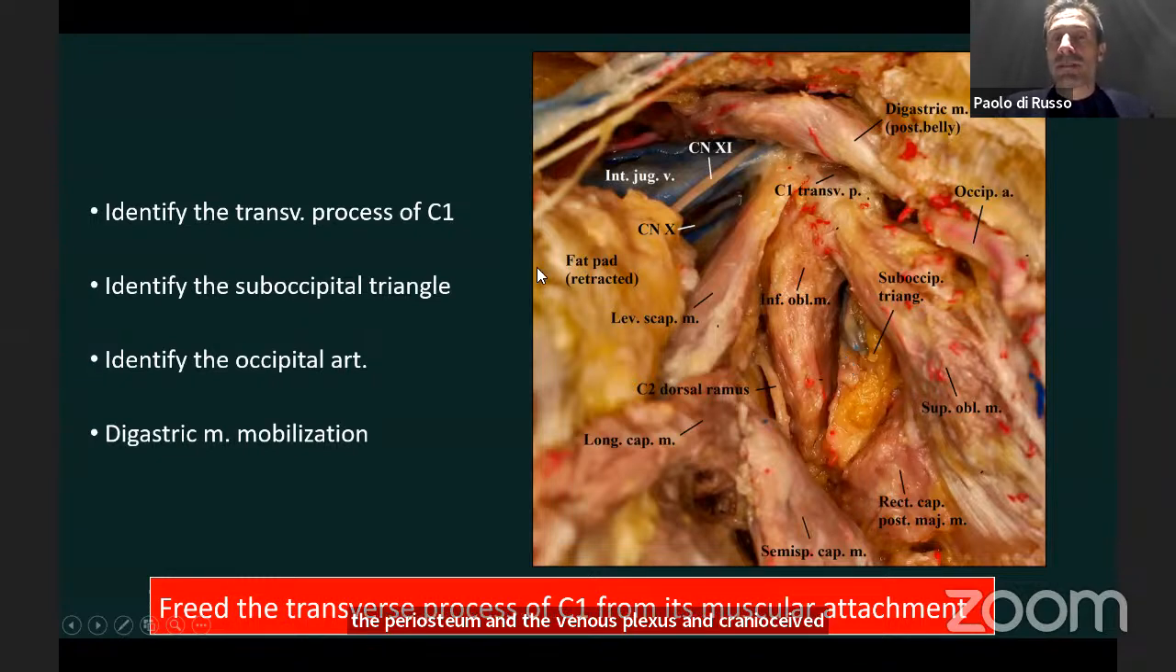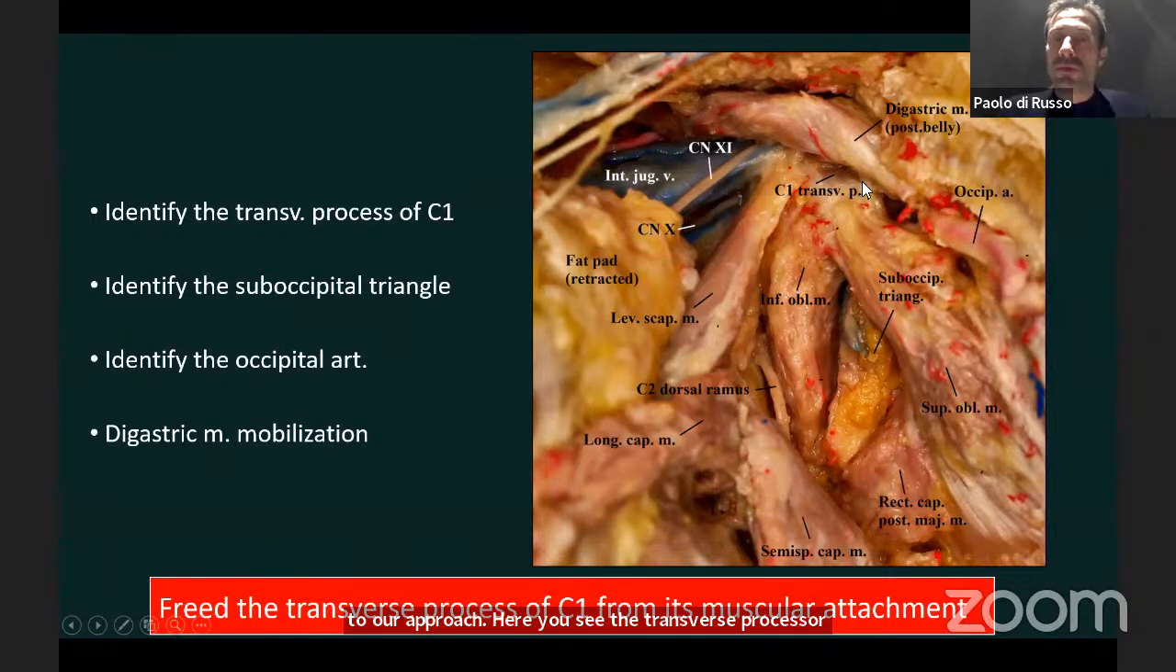You can see that the fat pad is retracted inferiorly to protect the 11th nerve, and the internal jugular vein is anterior, and also the posterior belly of the digastric muscle is anterior to our approach. Here you see the transverse process of C1 clearly.